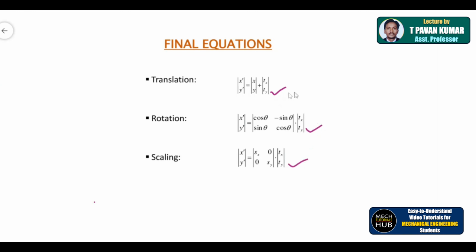Coming to translation, x prime y prime is nothing but P prime, that is what we have discussed, and x y is nothing but P, plus tx ty is nothing but T. Similarly, P prime is equal to R multiplied by P for rotation. Similarly, P prime is equal to S, the scaling factor, multiplied by P. If you look at all three, translation is the only computation where addition takes place. In the other two you can see the matrix multiplication format.